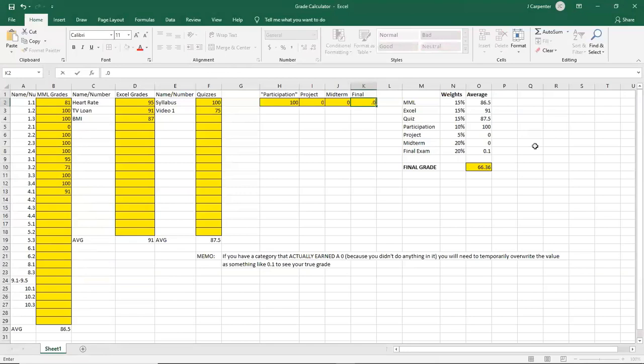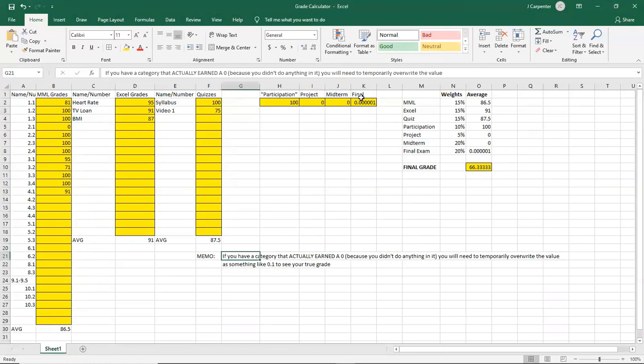Even if I make this 0.000001. So watch, this is probably going to go down like a 66.34, 32, I don't know. 3.3. I was in the ballpark. So is there really a difference between a 0.3 and a 0.4? No. So this is just something you'll have to temporarily do.